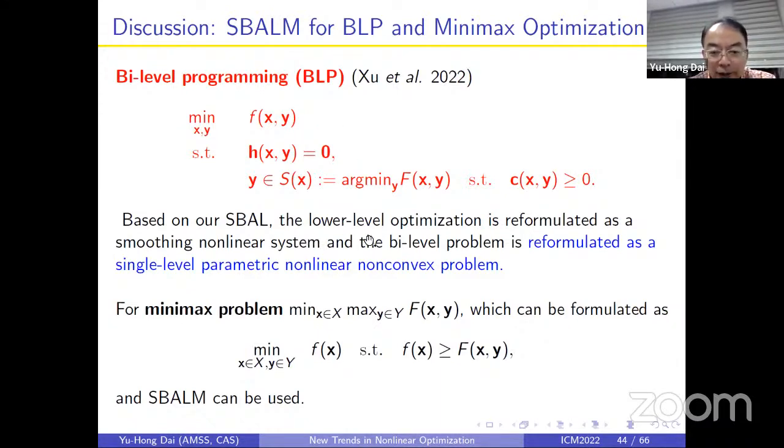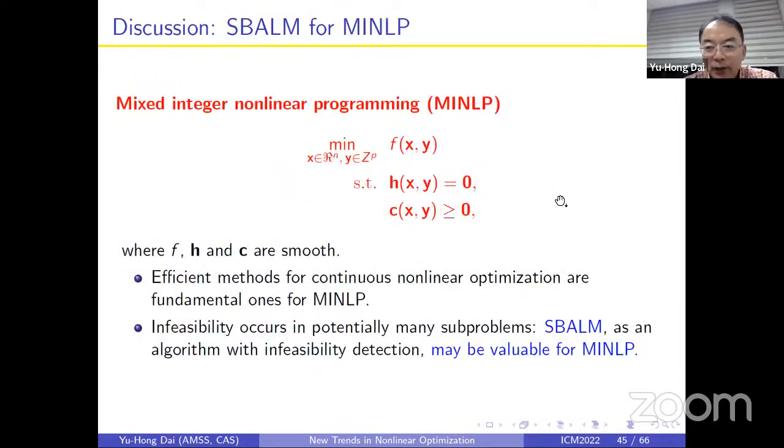So based on this method, the nonlinear optimization is reformulated as a smoothing nonlinear system, and the binary problem is then reformulated as a single level parametric nonlinear non-convex problem. And here, we can also consider the SBAL method for mixed integer nonlinear programming, because infeasibility often occurs in potentially many subproblems of a mixed integer nonlinear programming problem.